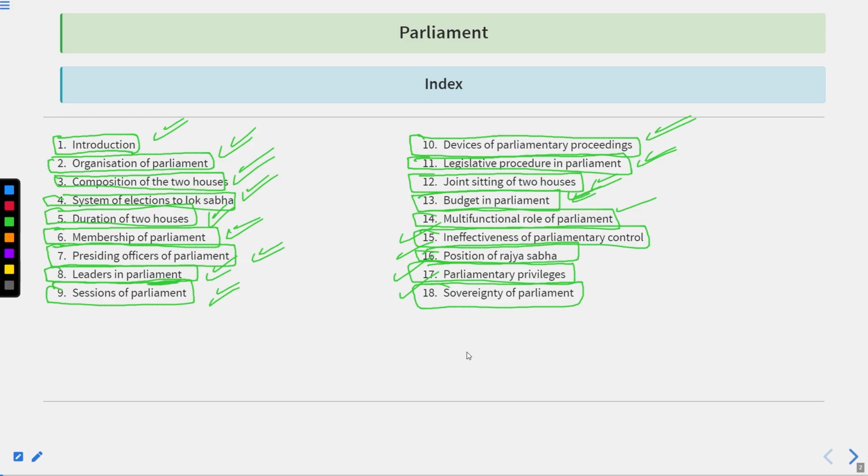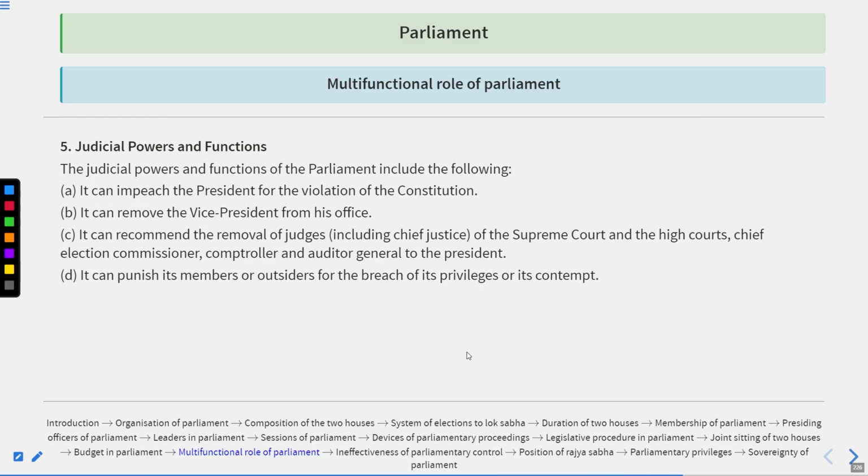Now let's talk about the topic that we are going to start right now in this lecture. Basically in this lecture we are going to start the discussion over the multifunctional role of parliament. Okay, this is the topic that we are going to discuss. So, judicial powers and the functions.